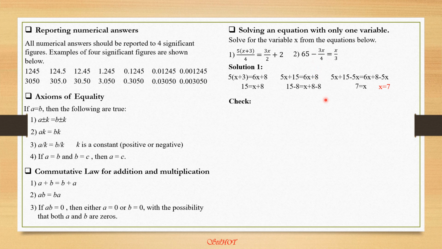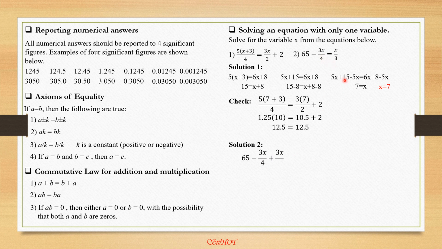Now let's do checking, and you should always do this to make sure that your answer is correct. We substitute 7 in equation 1. So 5 times 7 plus 3, over 4, should be equal to 3 times 7 over 2 plus 2. This is 1.25 times 10. This is 10.5 plus 2 at the right side. So 1.25 times 10 is 12.5. 10.5 plus 2 is 12.5. So 12.5 equals 12.5. Then for the second problem, we have to add 3x plus 4 to both sides.